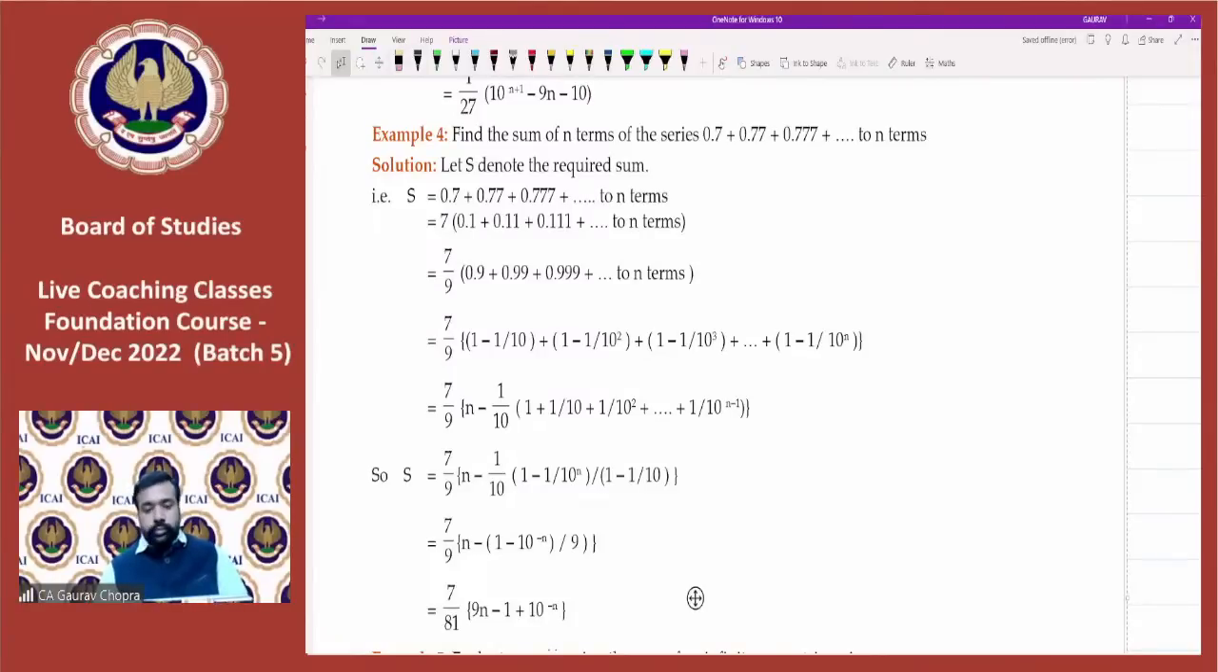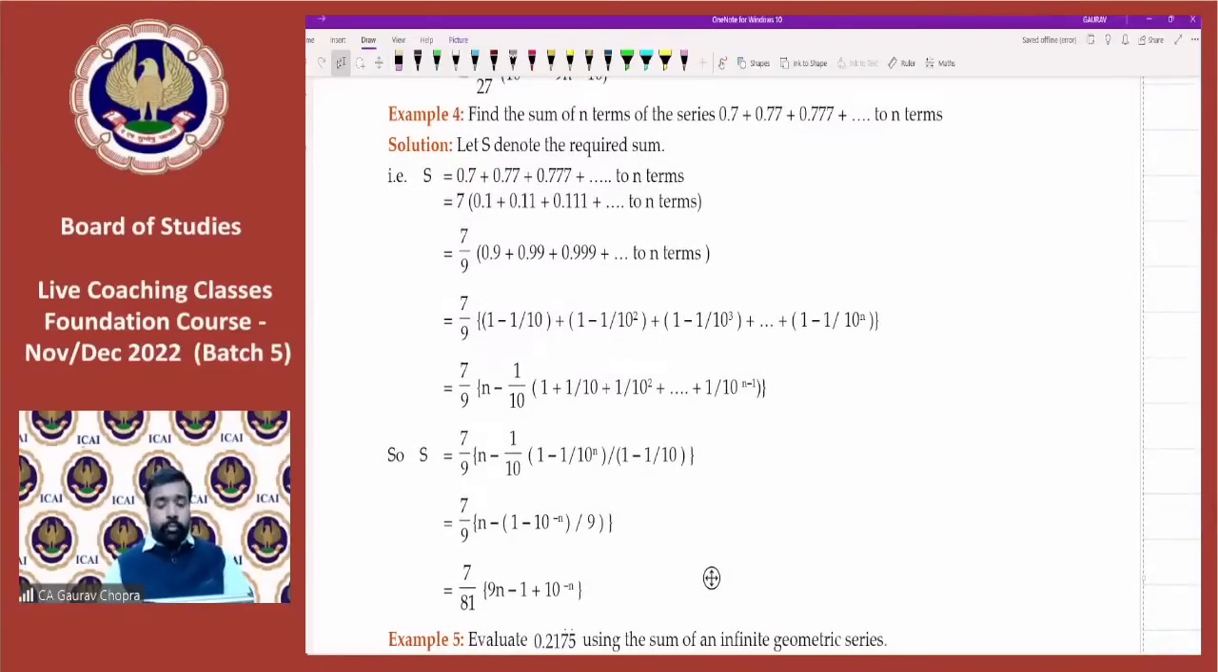So let us understand one more time what the steps are. Example number 4. So 0.7, 0.77 is given. So according to the step, what is common? 7 is common. So we have done the first step, take 7 as common. And what is the second step? Multiply and divide with 9. So divide by 9 and multiply also by 9.